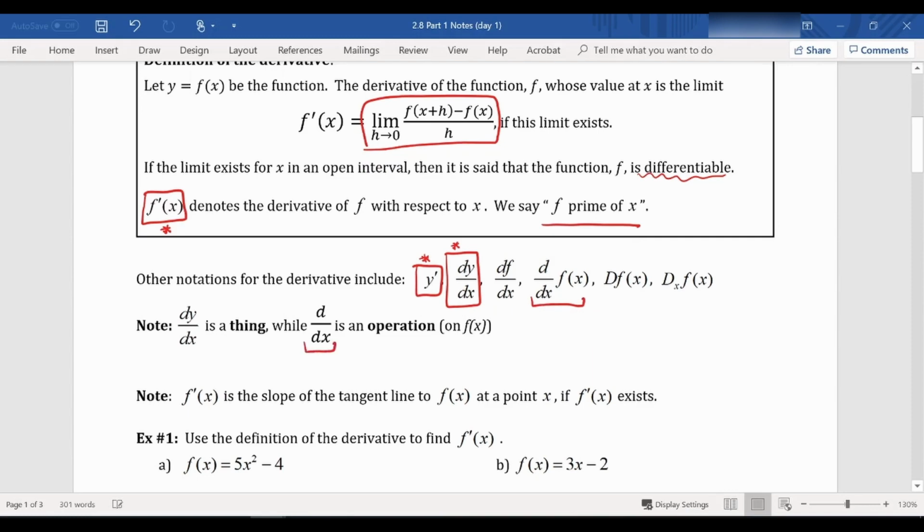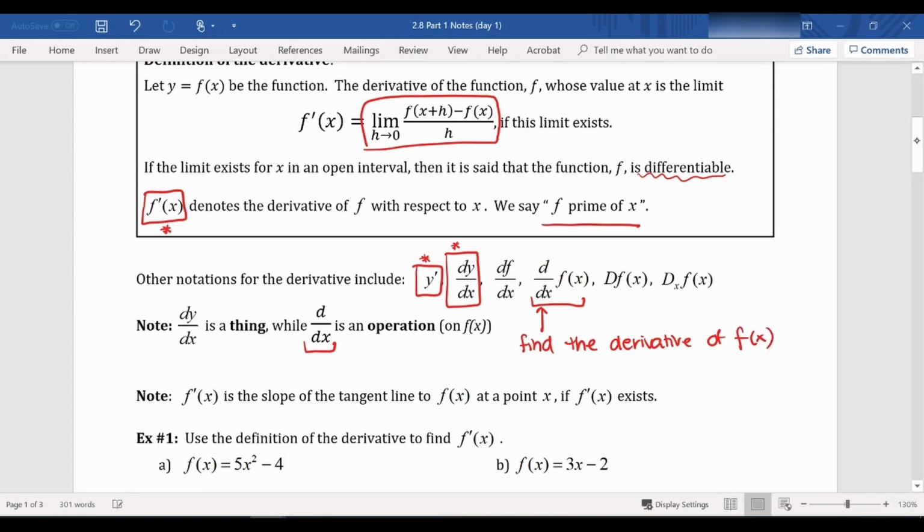And you'll see that I've got this down on the next note section. This is because d dx tells us we need to find the derivative. So this is like an instruction telling me find the derivative of f.